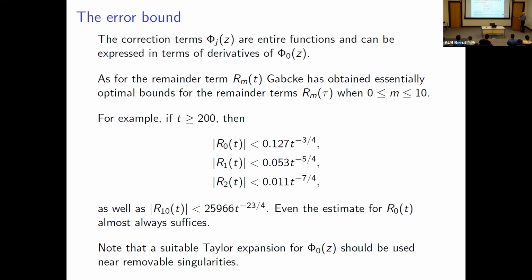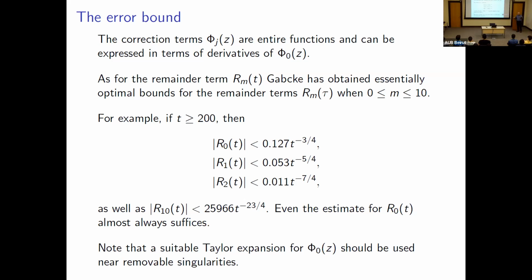And for the remainder term, Gap key in, I forget, like 1960s or something, he wrote his thesis on bounding explicitly R sub m of t. Like to get bounds where you get actual constants, you can tell that R sub m of t is less than a given number. Not that it's approximately less than this or that. You need an actual number, because without such an actual number, you cannot tell how accurate your computations are.